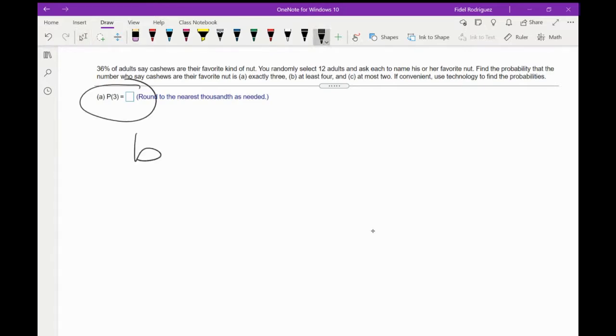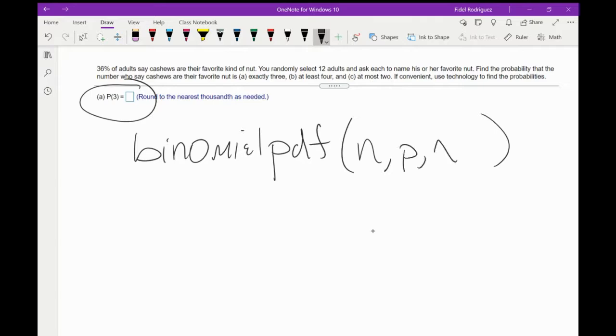Okay, so y'all remember, I'm going to do this using my Binomial Pdf. What the Binomial Pdf stands for is we're finding the probability that a particular number of people out of the total prefer whatever is going on here. And in this case, they're saying cashews are my favorite. Okay, so look, we're going to do it like this.